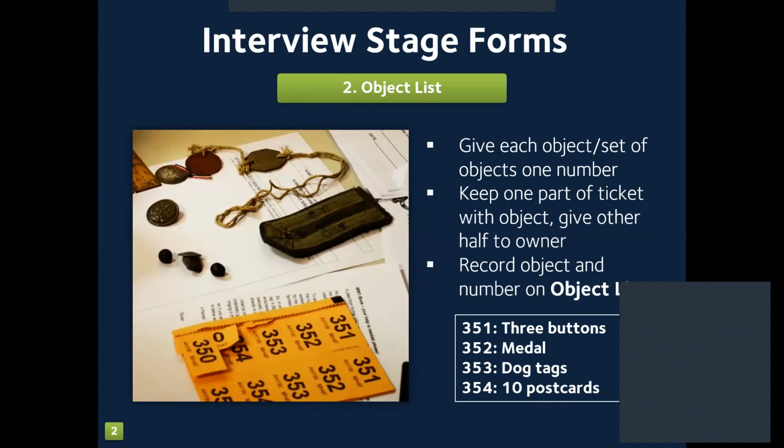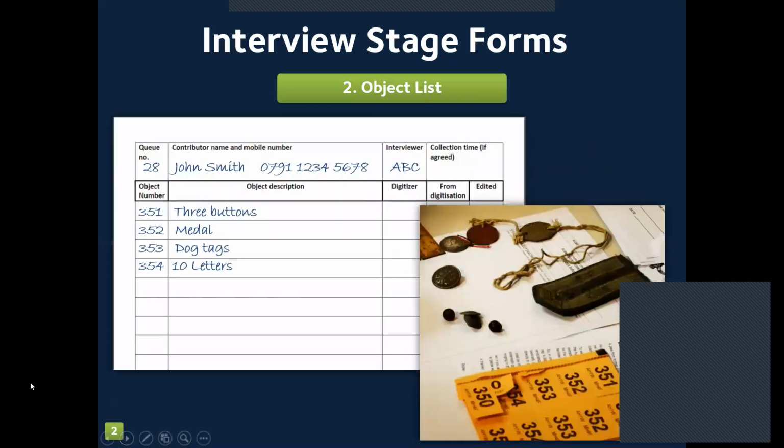So once we've assigned all these numbers to the individual objects and items, we can jot all that information down on what we call an object list. And this is an example object list here. So this is another form that you'll have on that interview desk along with the story form. And it's fairly self-explanatory, as you can see.